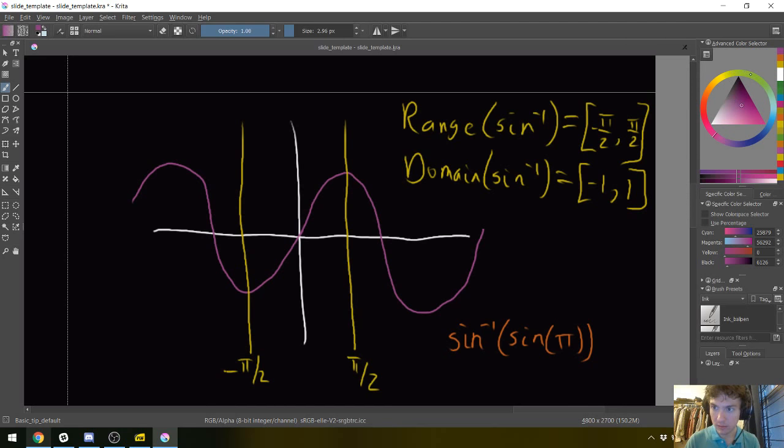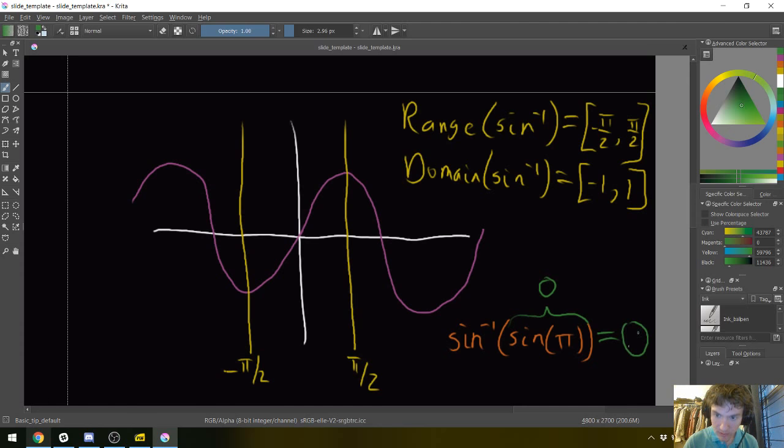Pi is 180 degrees, right? So that's over here. So sine of pi would be 0. Good. Now what's sine inverse of 0? Remember, sine inverse always outputs a number between minus pi over 2 and pi over 2. So what value in that range gives me a sine of 0? I believe 0 again. So sine inverse of sine pi equals 0.